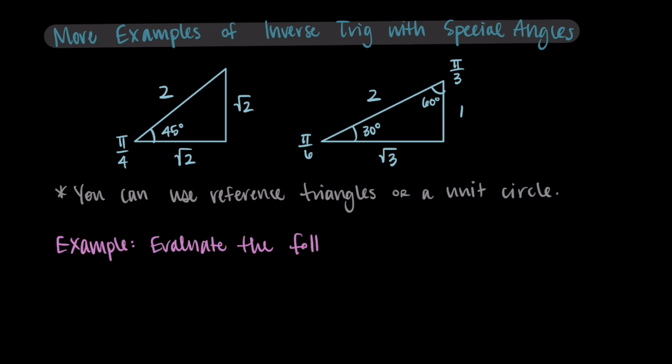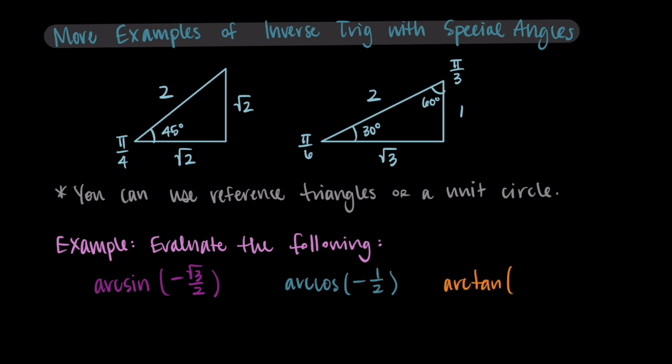So we're going to evaluate three inverse trig functions. We're going to do arcsine, or the inverse sine, of negative square root of 3 over 2, arccosine, or the inverse cosine, of negative 1/2, and arctangent, which is inverse tangent, of square root of 3.